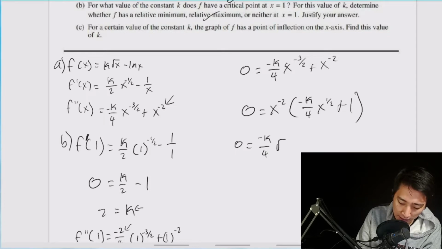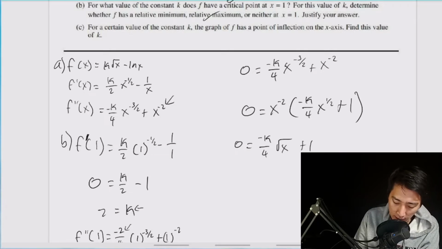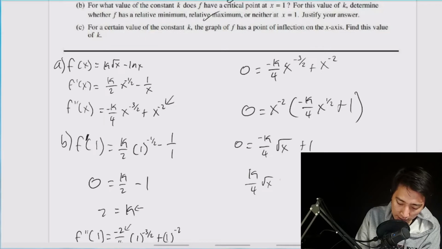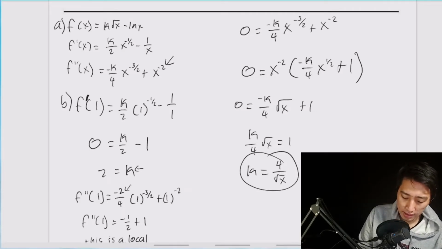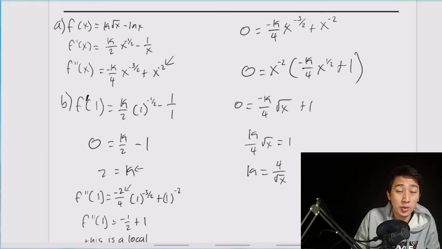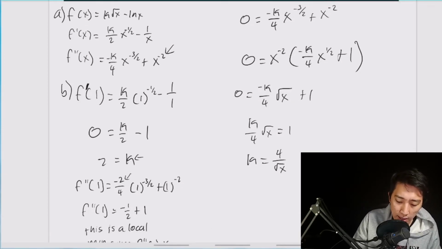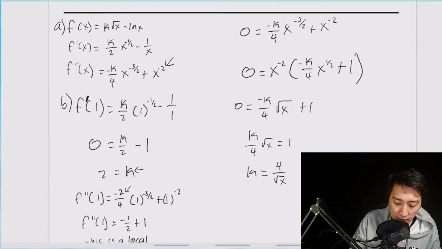I'm going to write square root of x, it's a little nicer for me, plus 1. So I'm going to say k over 4 square root x equals 1. And then I'm going to get k equals 4 over square root of x. So again, I'm solving for k. This is what k is going to be equal to, but again, that's not an actual number. So now we're going to need to use the fact that it's also going to be on my x-axis, and this is going to give me a nice system.